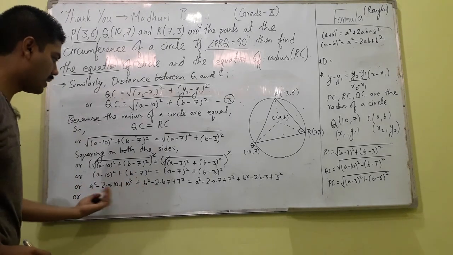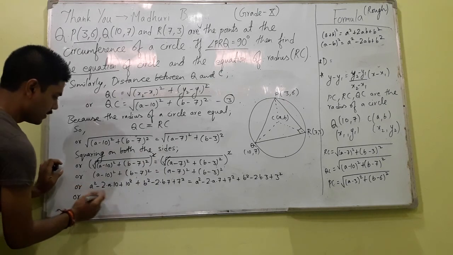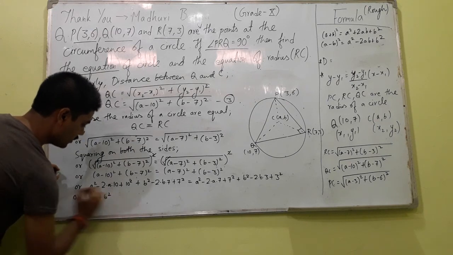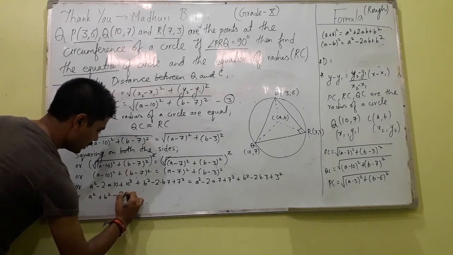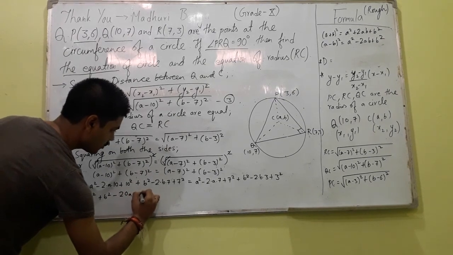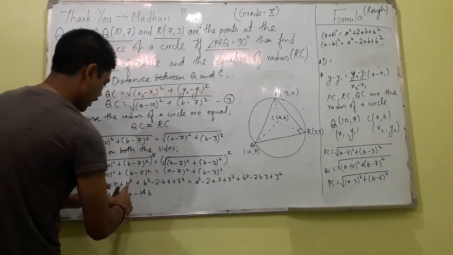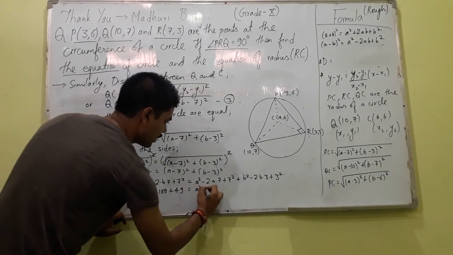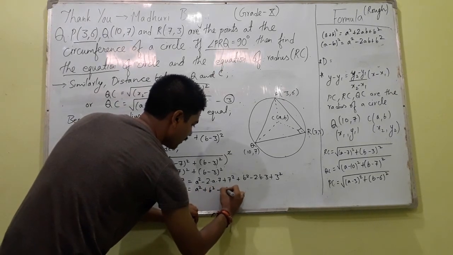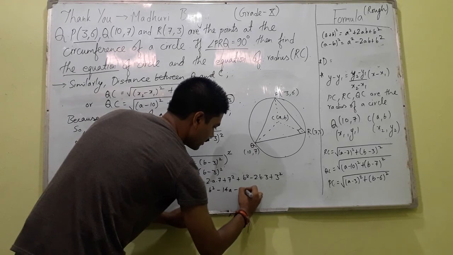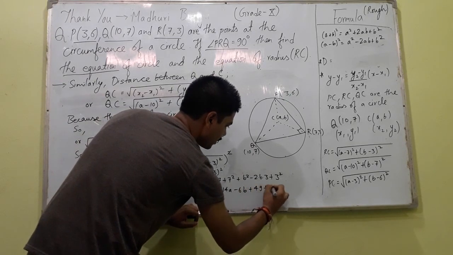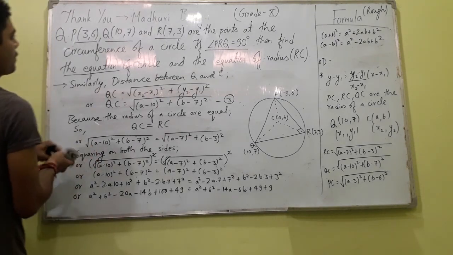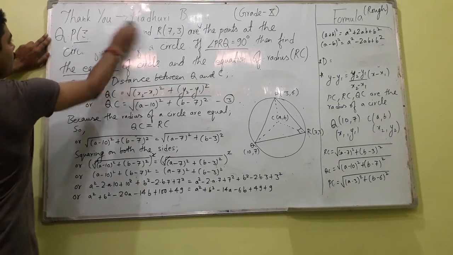Now try to keep the like terms and unlike terms in different places. A square plus B square minus 2 tens are 20A minus 2 sevens are 14B, plus 10 square is 100, 7 square is 49. A square plus B square minus 2 sevens are 14A minus 2 threes are 6B plus 49 plus 9. So now we remember the question.